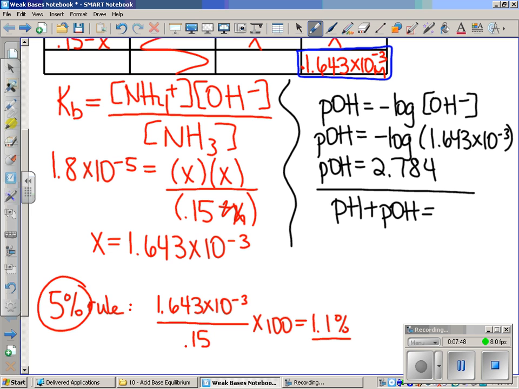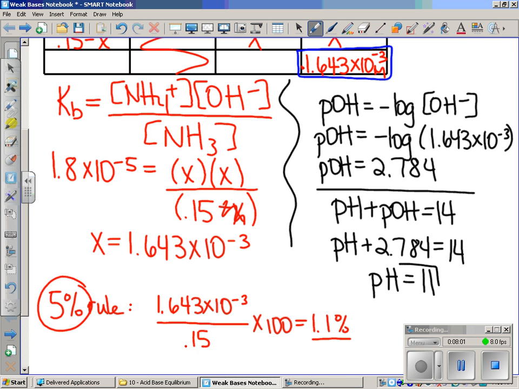And then we're going to take that pOH, and we're going to do pH plus pOH equals 14. Remember, you have to write your equations out. I know it's a pain, but we need to be complete. So that equals 14. So pH, if I subtract over that 2.784 and round to 2 sig figs, I get a pH of 11.